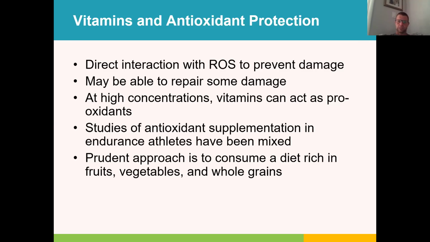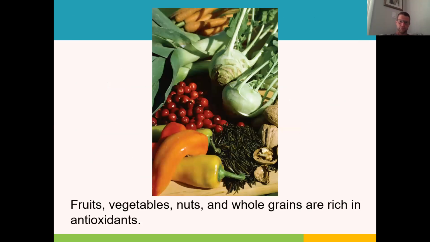Prudent approach is to consume a diet rich in fruits, veggies, and whole grains. All right, so again, man, I love peppers.